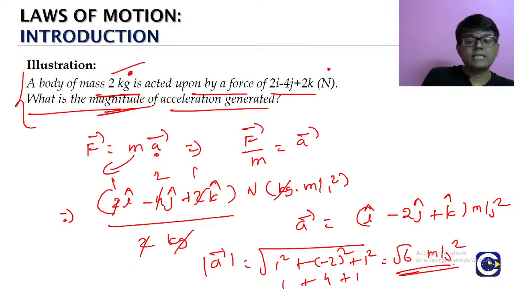What is it, guys? You have to type. If you get the answer, you have to type it. What is it? Root 6 meter per second square. What is the value? Root 6 meter per second square. Clear? So this is the acceleration generated inside that body.